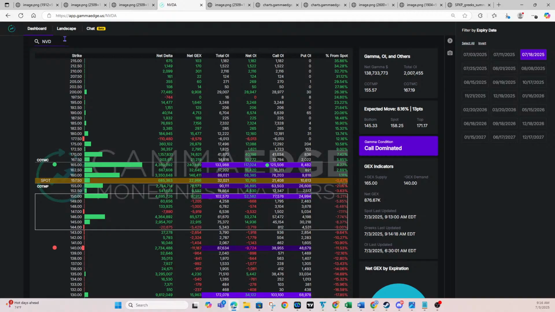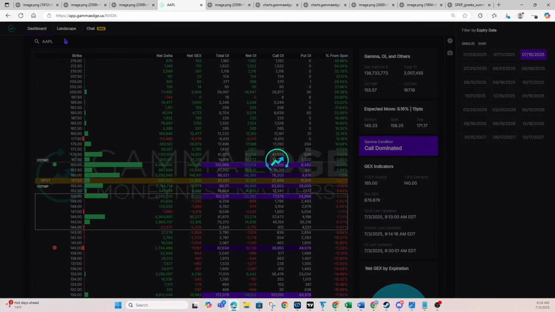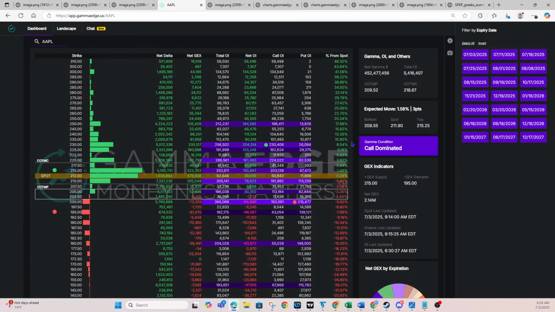So let's check Apple. We continue to do this over and over systematically. First thing I look at is where we are within the overall structure compared to transition. Are we call dominated? And how does the structure look? So PGEX 215, COI 230, highest call open interest.